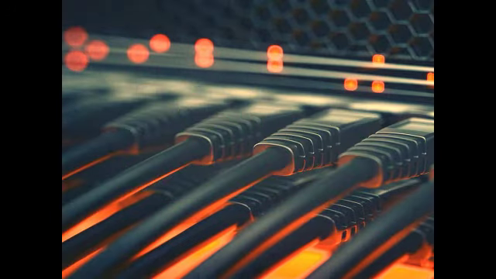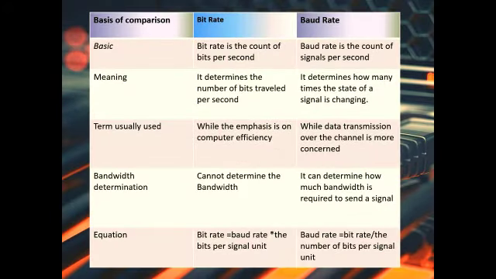Now we can compare bitrate and baud rate with certain aspects. Basically, bitrate is the count of bits per second and baud rate is the count of signals per second. Bitrate determines the number of bits travelled per second and baud rate determines how many times the state of signal is changing. The term bitrate is usually used while the emphasis is on computer efficiency, and the term baud rate is usually used while the data transmission over the channel is more concerned.